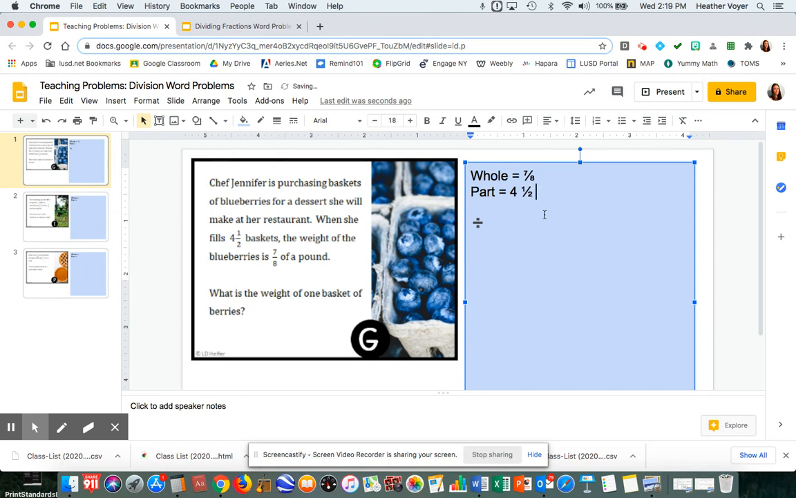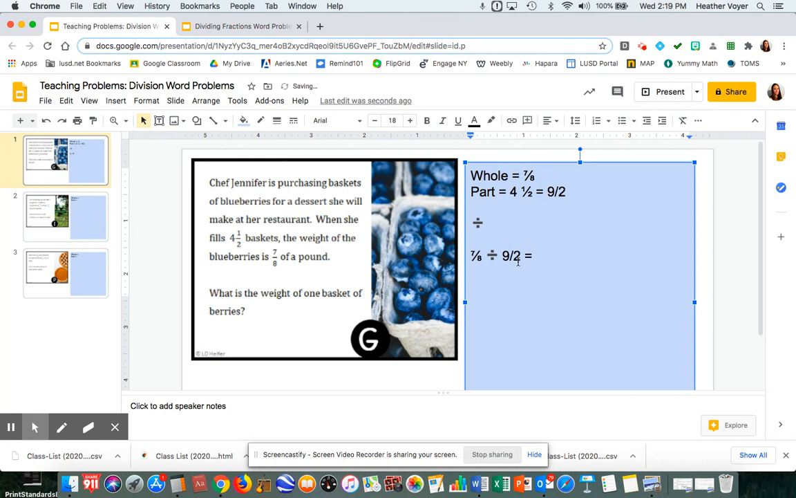Let's go ahead and change this 4.5 into an improper fraction by doing that around the world. So 2 times 4, we multiply the denominator times the whole. So 2 times 4 is 8, plus 1 is 9, so I get 9/2. All right, now let's write our division sentence. So we're dividing the whole, 7/8, divided by 9/2.